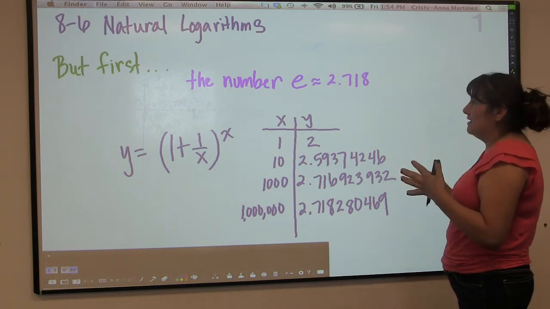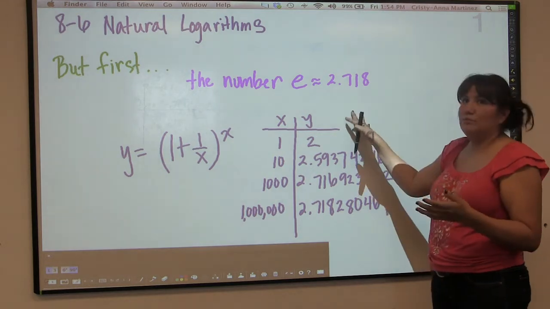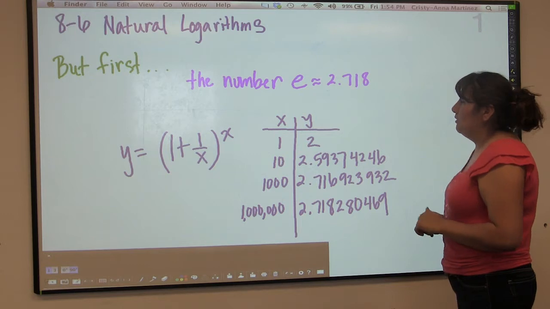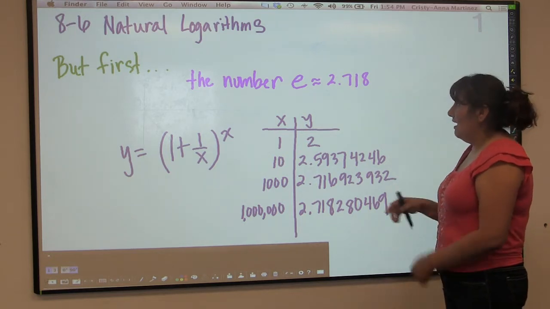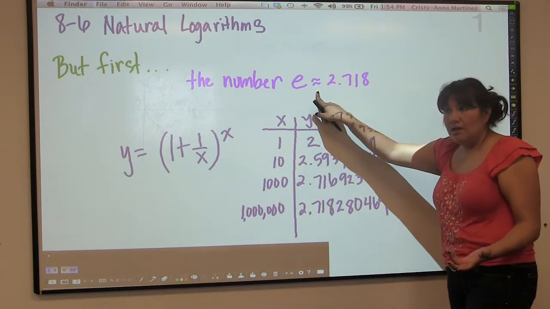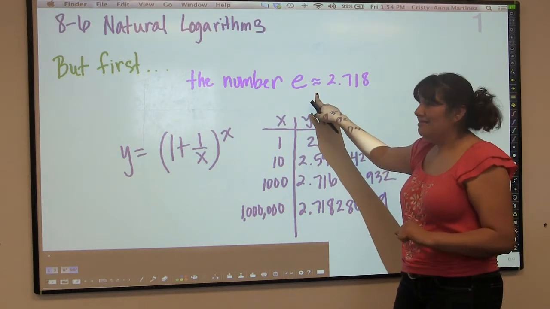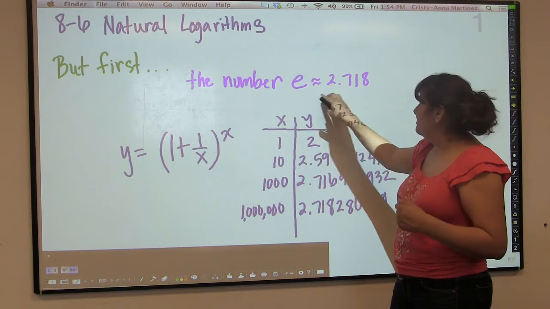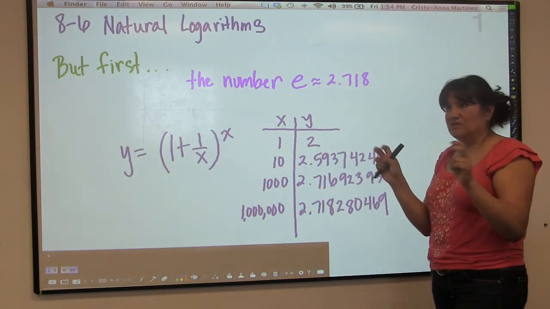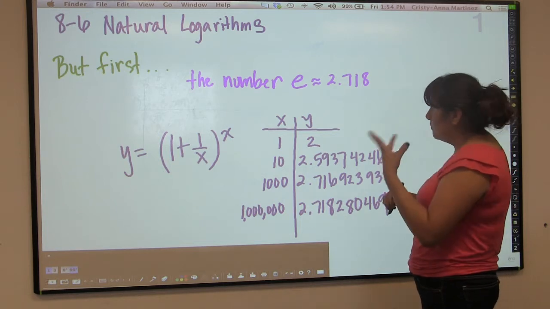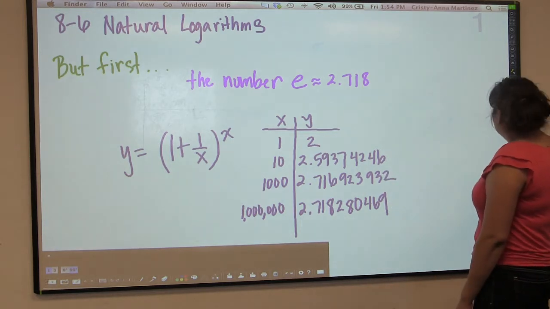And that's important because, by the way, this number is irrational. So there's no fraction that you can make that will equal 2.718. And this is approximate. It's kind of like pi. Pi is approximately 3.14, not exactly 3.14, and it never repeats. Same thing here. But we use 2.718 as the approximation of e. So that's what the number e represents.